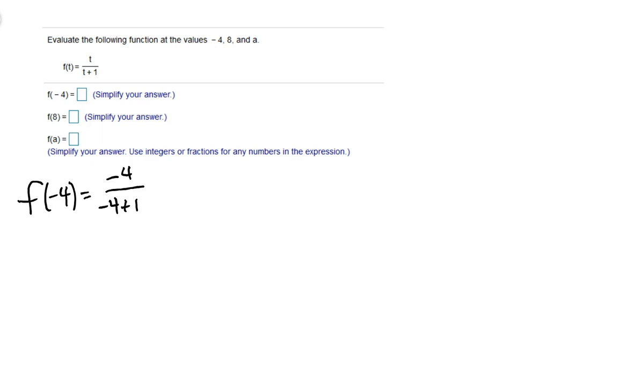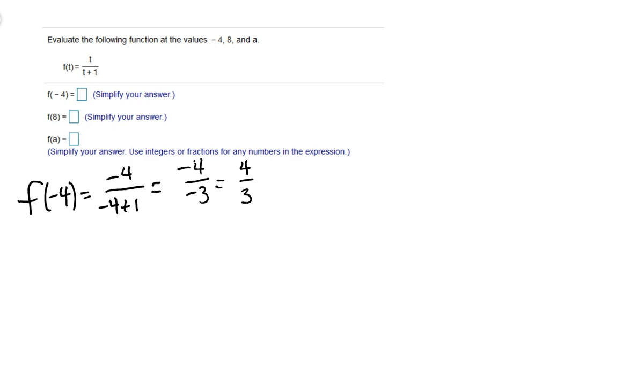And now we've evaluated the function and we want to simplify the expression using order of operations. And we'll simplify the denominator first. -4 plus 1 is -3. And with every fraction you want to simplify or write it in lowest terms. So a negative divided by a negative is a positive, so that becomes 4/3.